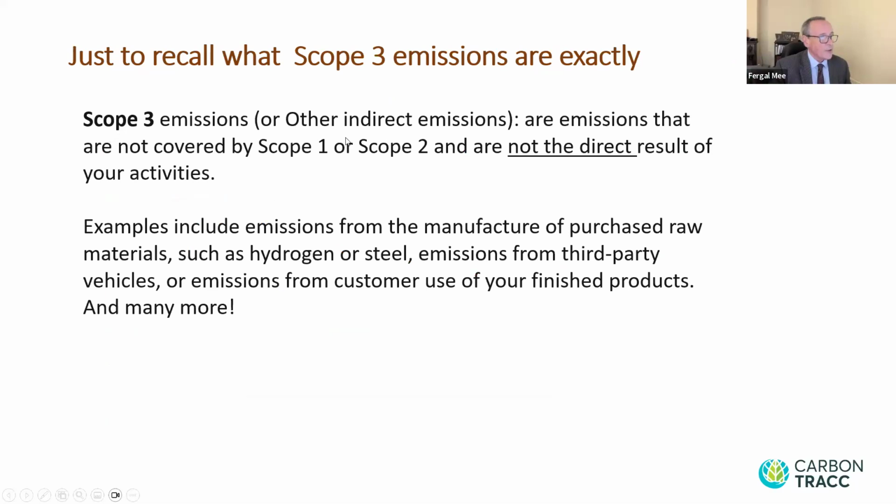These are emissions not covered by Scope 1 and 2, and are a result of our activities, but not the direct result of our activities. And again, we just have some examples there. Examples: the manufacturing of purchased raw materials, hydrogen or steel, emissions in third-party vehicles. There are many, many more. There are 15 categories, and within the categories, there are multiple individual elements as well of Scope 3 emissions.